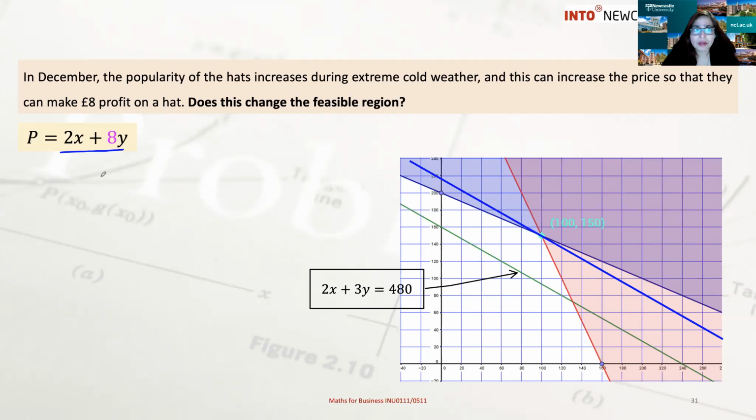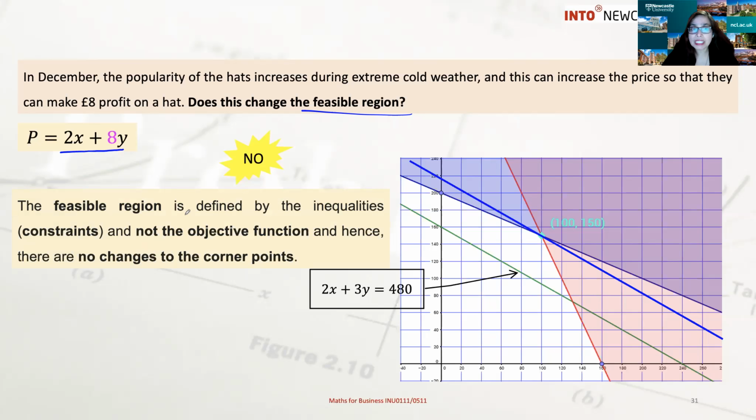What are we doing here? We are just changing the objective function. We are not touching the constraints. And the feasible region is decided by the constraints, by the linear inequality equations. So the answer will be no. There will not be any change in the feasible region because the feasible region is defined by the inequalities, the constraints, and not the objective function.